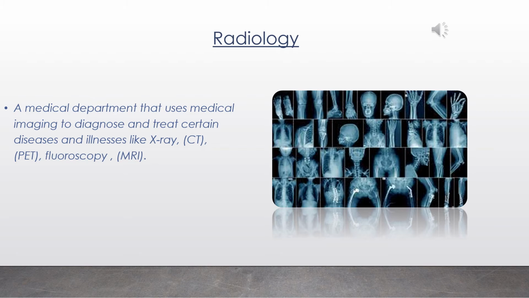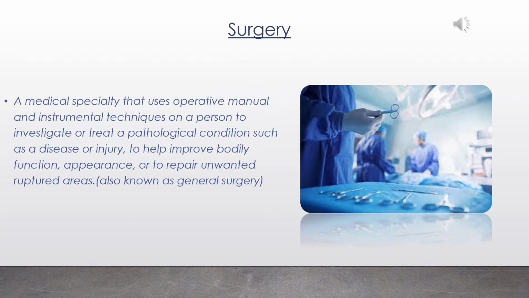The radiology department is the department that uses medical imaging to diagnose and treat certain diseases and illnesses. Examples of radiology machines are X-rays, CT, PET, fluoroscopy, and MRIs. Next up, we have the surgery department, which is just a department for general surgery that deals with different types of diseases and illnesses.